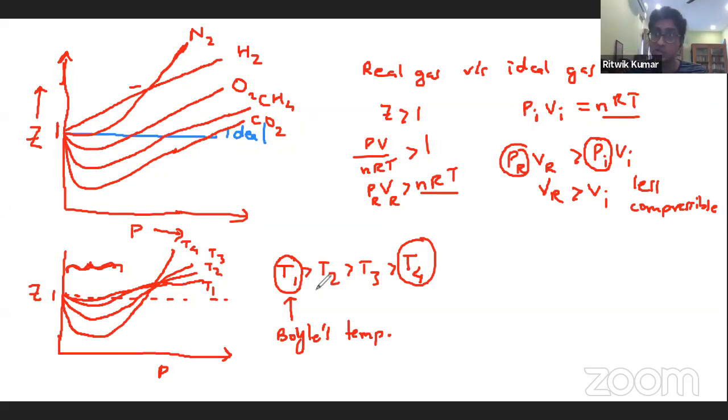Is it clear? Above this temperature, about T1, you will start seeing only positive deviation. Below this, you will see a first negative deviation and then a positive deviation. Is it clear? Okay, so this is with respect to the real gas, ideal gas relation, how they graphically represent it.